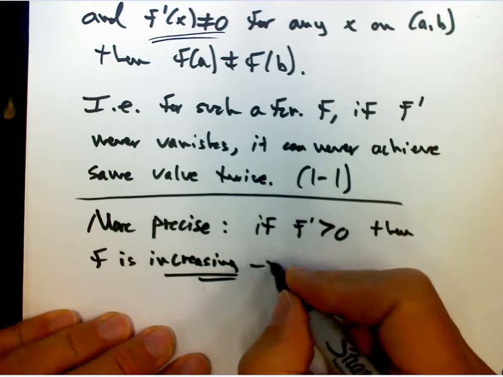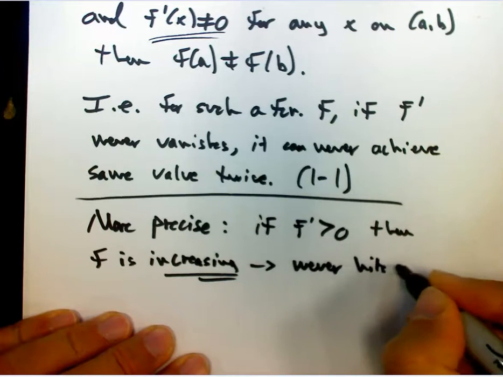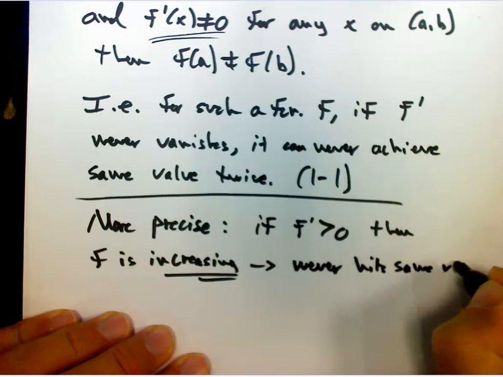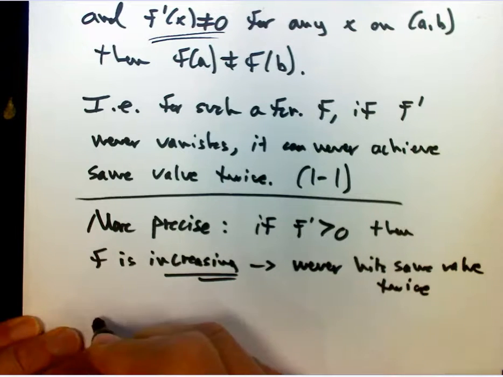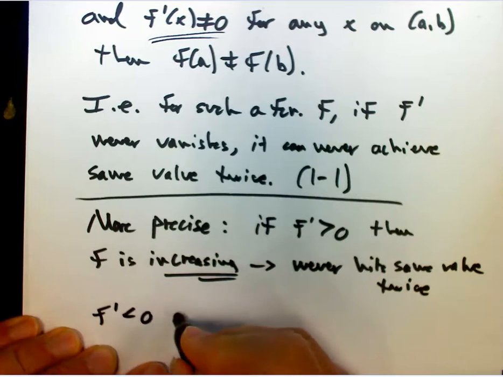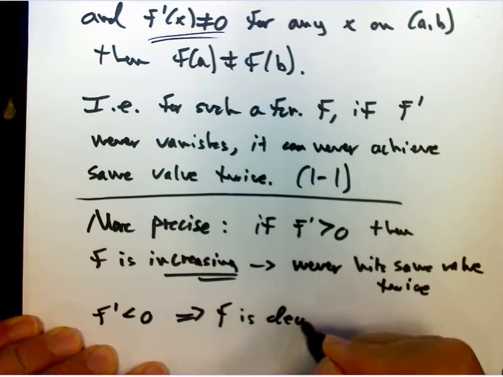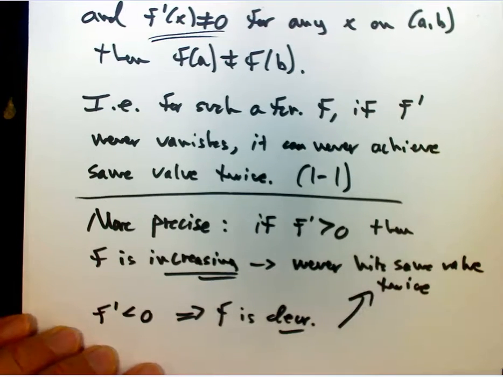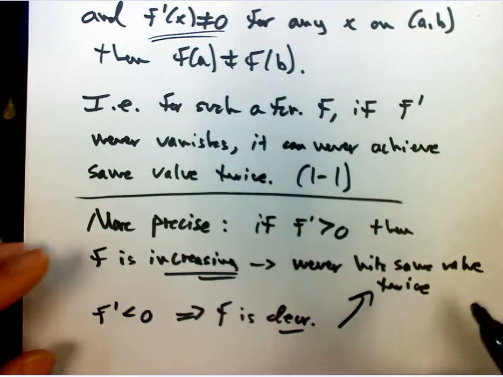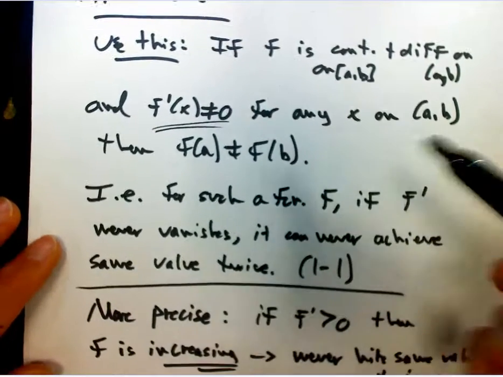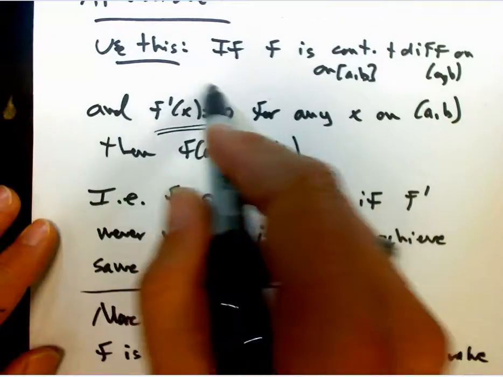Okay. Again, it never hits the same value twice. If f prime is less than 0, then f is decreasing, and will never hit the same value twice. So you can say, if you really know the sign of f prime, then you can be a little more specific. But it's kind of nice that Rolle's theorem is a little bit more powerful, because all you have to know is that it's just not 0.